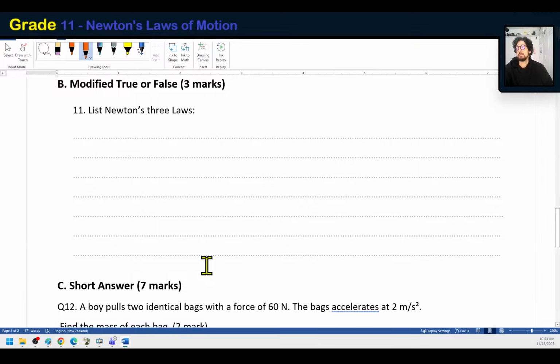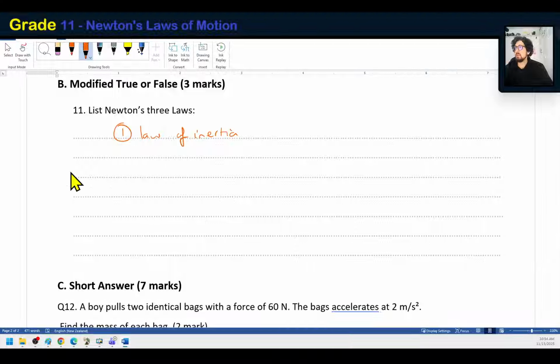Okay, list Newton's 3 laws. First one is law of inertia. And I'm not going to write the whole thing, but basically you can say that an object that's moving doesn't want to stop, and an object that is stopped doesn't want to move without an external force acting on it. So if an object is already moving, it's not going to stop unless an external force is acting upon it. Or if an object is stopped or motionless or stationary, then it's not going to start moving unless an external force starts acting upon it. So that's called the law of inertia.